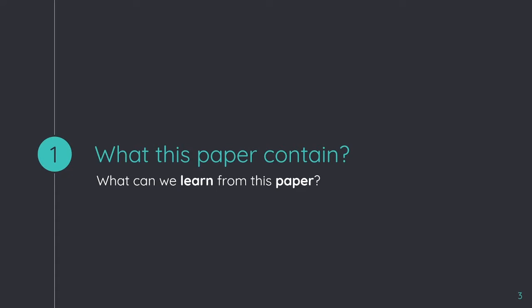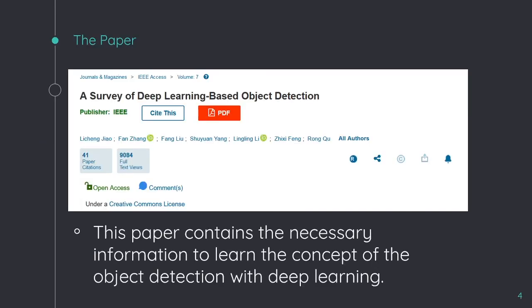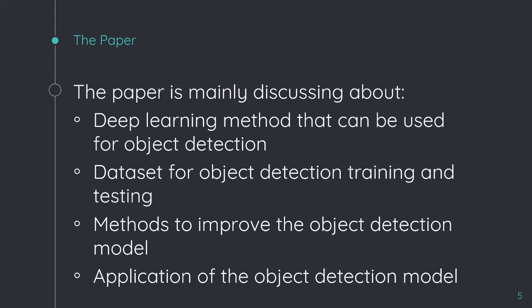Okay, first we will learn about the overview of this paper. This paper was published in IEEE Access Journal in 2019, and the main author is Lisheng Zhao from Xidian University in China. This paper contains the necessary information to learn about the basic concept of object detection with deep learning. There are four main topics discussed in this paper.